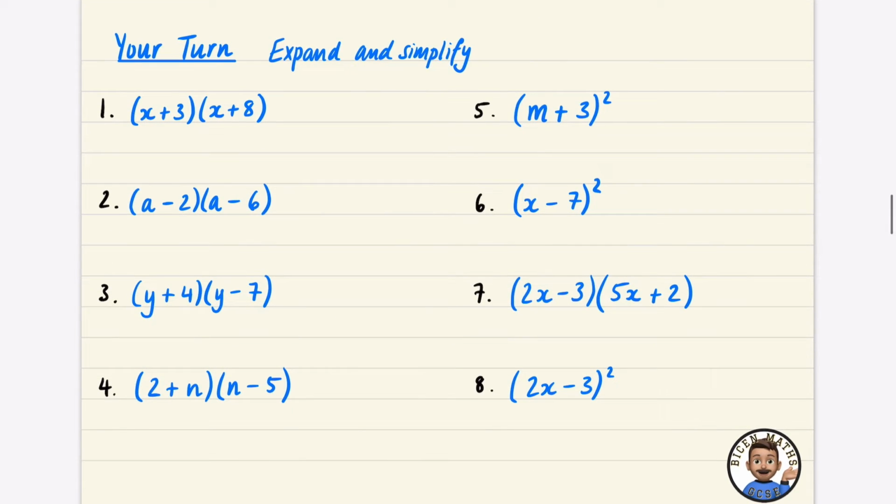See if you can have a go at these by pausing the video and see if you get the same answers as me. Maybe you'll spot some shortcuts as well.